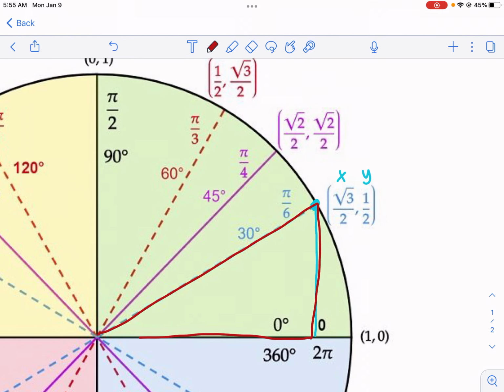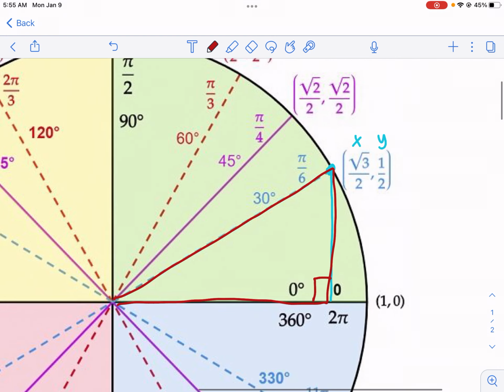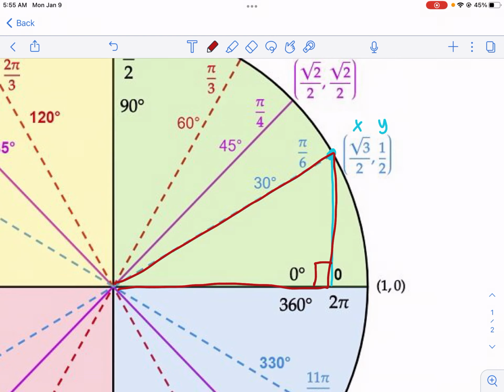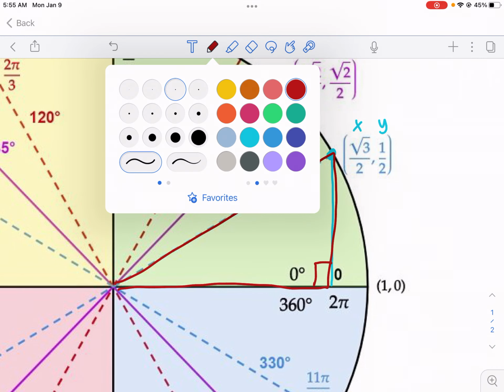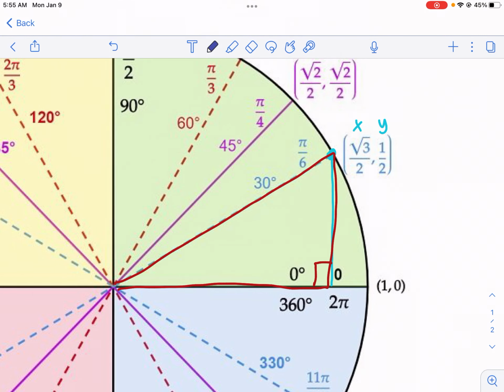So we have a triangle, and it's a right triangle. Then this vertical side right here, let me make that in a different color, maybe this dark blue. This blue side right here corresponds to the y coordinate. And this value is the opposite side. Okay, I'm going to continue on.